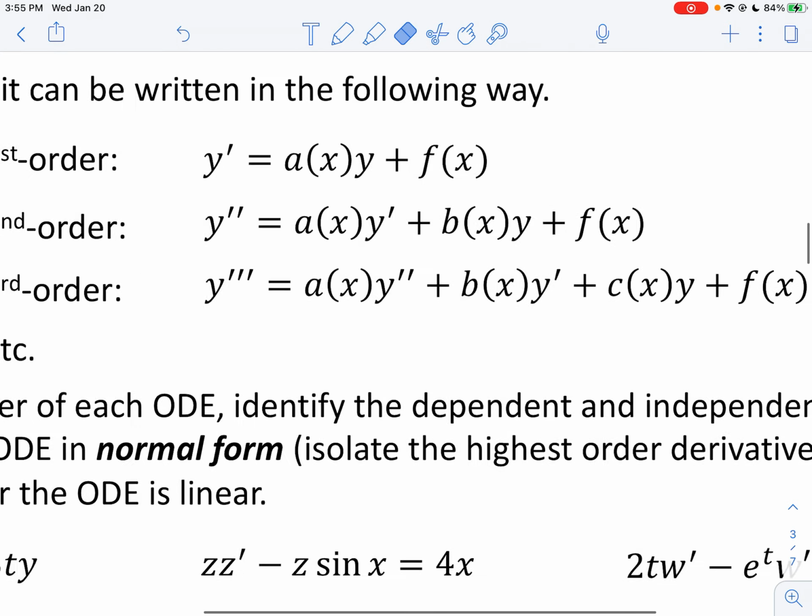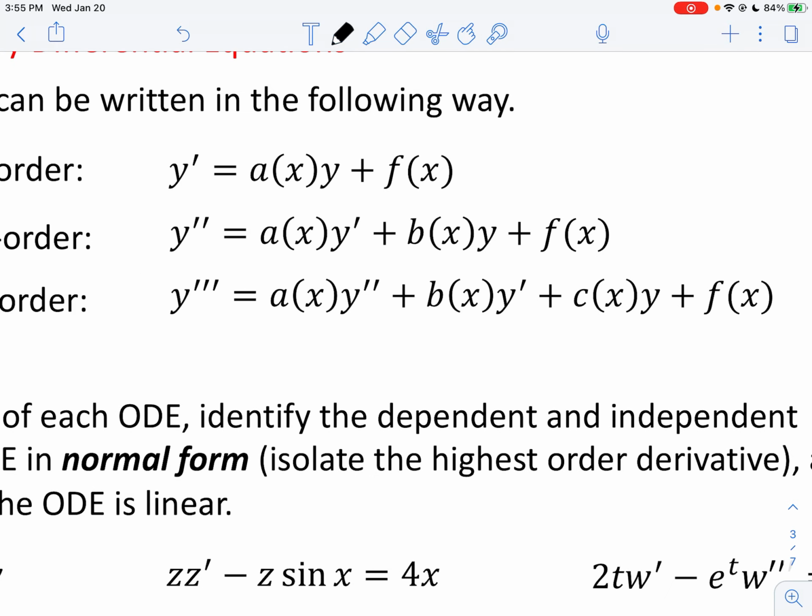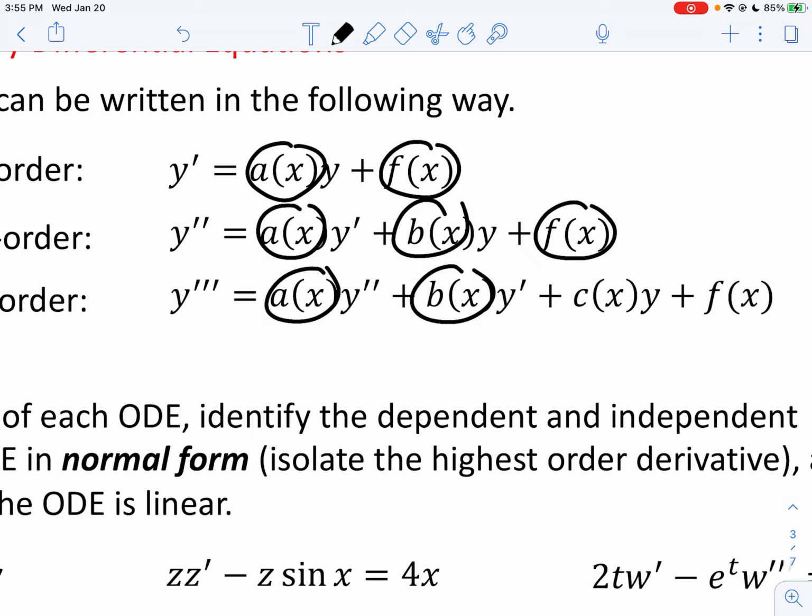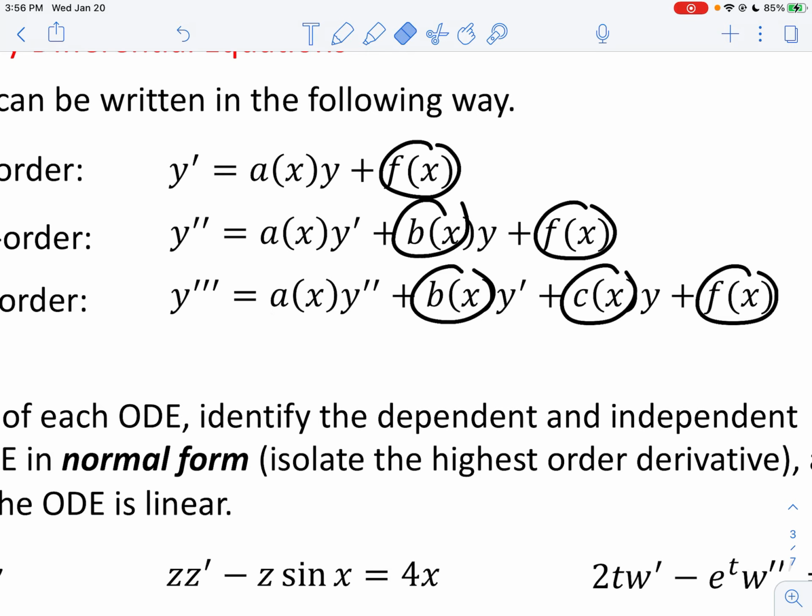So the only freedom you really have to tweak these and still be linear is to tweak the coefficients. All the things I'm circling here, those you can let them be whatever you want, including 0, constants, or expressions involving x. But the rest of the structure has to be pretty much exactly as you see it.